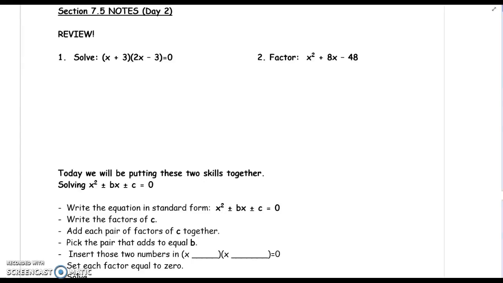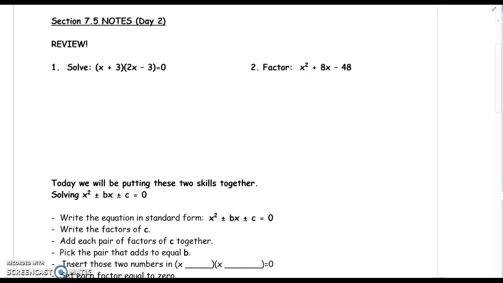Today we're basically going to combine skills that we learned last week with the factoring skills that we've been practicing. So the first problems on your notes are review. Last week I gave you problems like number 1. Do you remember the zero product property? Do you remember that terminology?